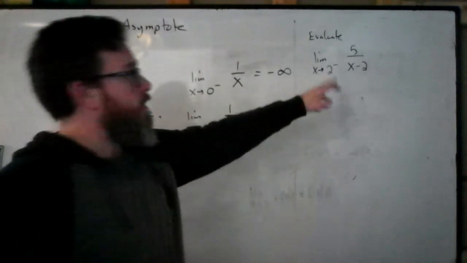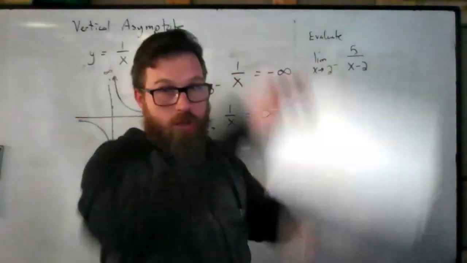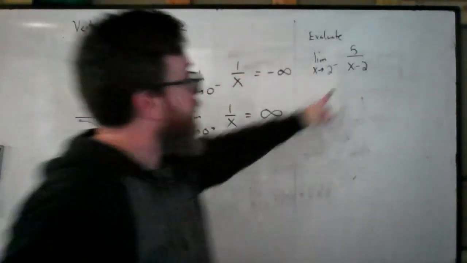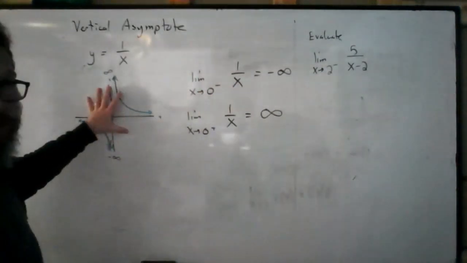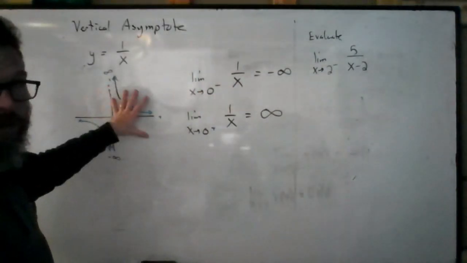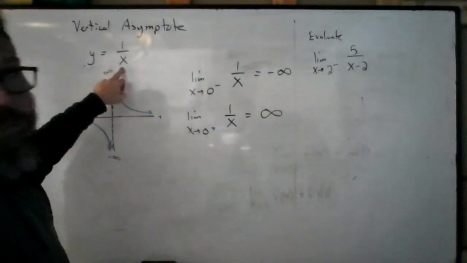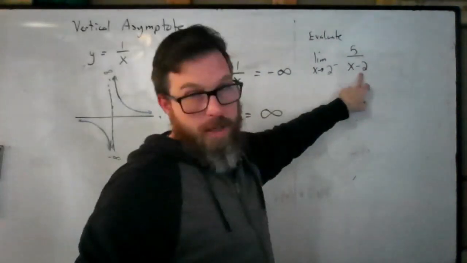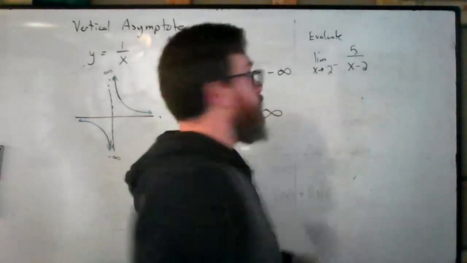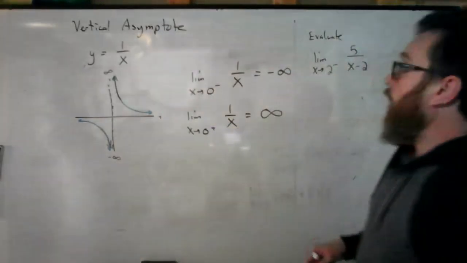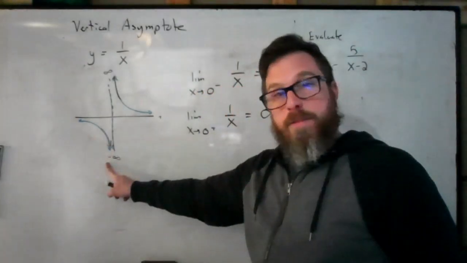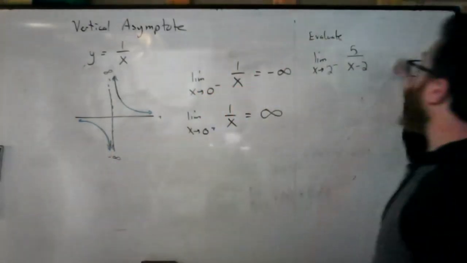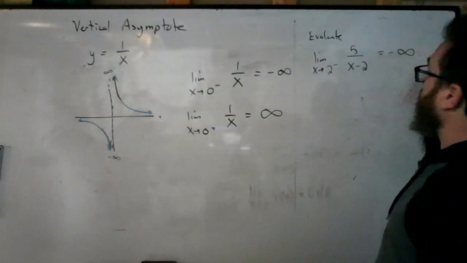Well, this function is similar to this function. The 5 is going to stretch it vertically by 5, and the x minus 2 is going to shift it to the right 2. So really it's going to look just like this, except shifted right 2. So this has a vertical asymptote of 0. This is going to have a vertical asymptote of 2. So just shifting it to the right 2. Now, if we are approaching from the negative side, we can see that it's going to shoot down to negative infinity. So this is going to be equal to negative infinity.